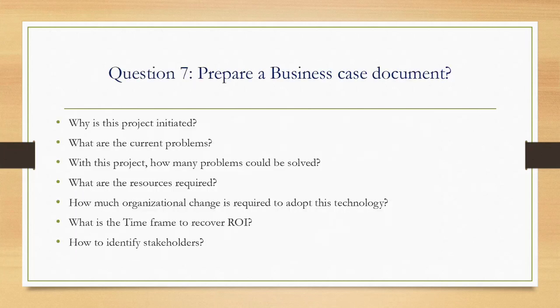Next, the seventh question is about a business case study. In this business case study, you will write about why this project is initiated, what the current problems are, how many problems could be solved by doing this project, what resources are required, how much organizational change is required to adapt this technology, what the time frame to recover ROI, return on investment, is, and how to identify the stakeholders. These are the things you will mention in the business case study.